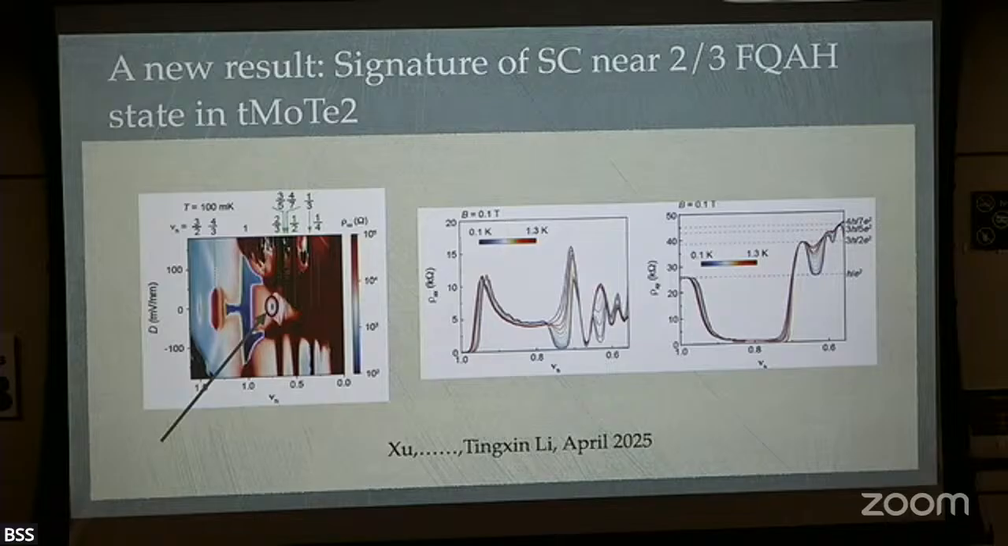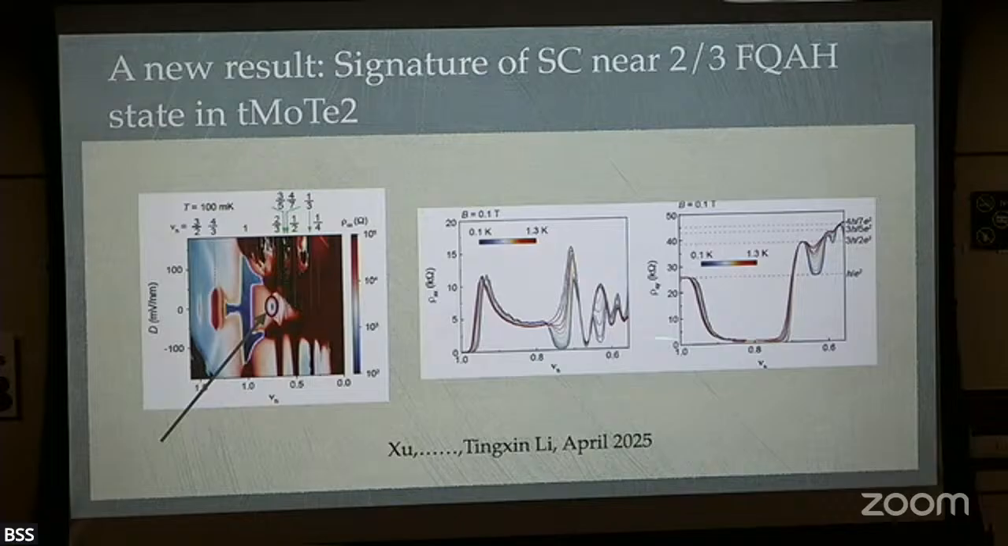In early May or maybe late April, there was this paper, April, I guess, from Xingxin Li, somewhere in China. And this is on twisted MoTe2. He had a really good device, see quantum oscillations and things like that. And right next to the 2/3 state, there's a tiny region of what seems to be a superconductor, right? It occurs in a range of displacement field where at 2/3, you get the fractional quantum anomalous Hall state. And away from 2/3, you get this tiny region of superconductivity.